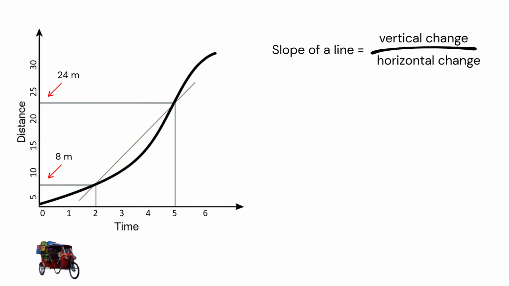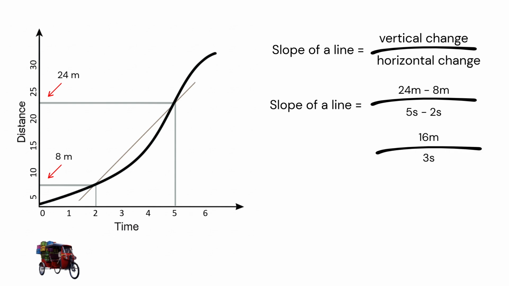In this case, the vertical change represents the distance traveled between 8 meters and 24 meters, while the horizontal change corresponds to the time interval between 2 and 5 seconds. So, the slope of the line gives us the average speed of 16 divided by 3, which is 5.3 meters per second.